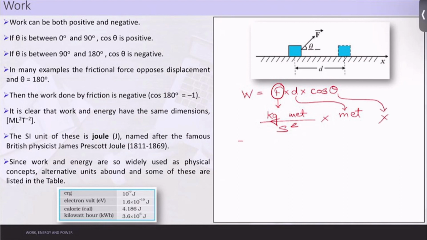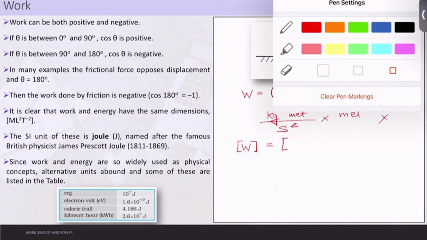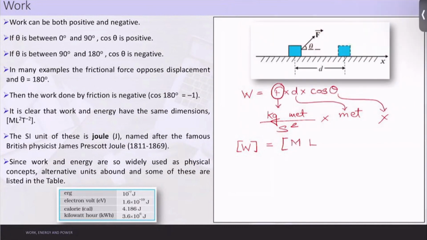Okay, so if we write the dimensions of W, it is nothing but equal to, in terms of MLT, you can see clearly what is M here. M has a power 1. What is L here? L has a power 1 and 1 plus 1 will give you 2. And what is time here? Time will give you minus 2. Hence, what is the dimension of work? Work has a dimension which is M1 L2 T minus 2. Okay, so I hope it is clear. You can understand how it is M1 L2 T minus 2.